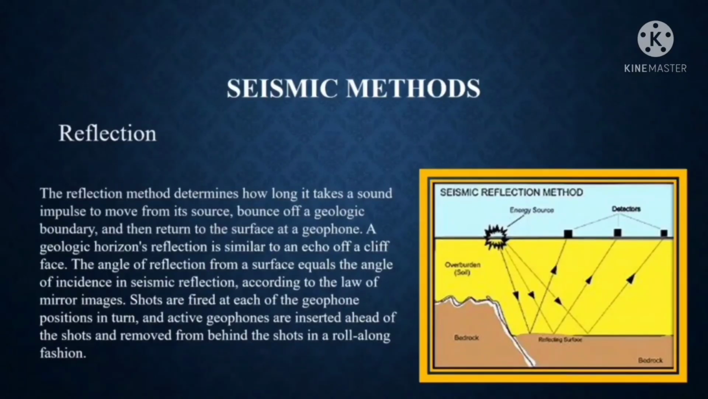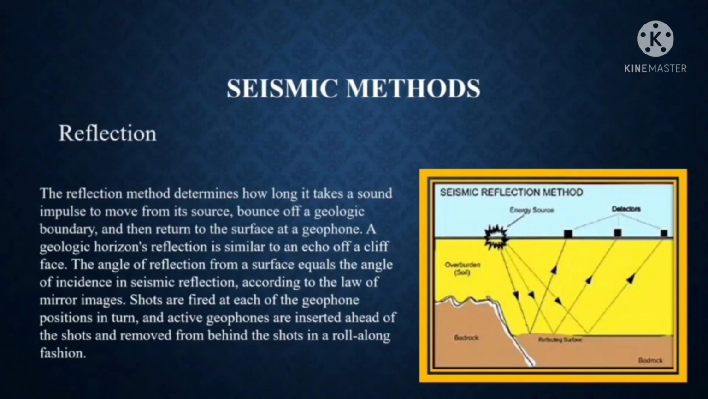Reflection. The reflection method determines how long it takes a sound impulse to move from its source, bounce off a geologic boundary, and then return to the surface at a geophone. A geologic horizon reflection is similar to an echo off a cliff face. The angle of reflection from a surface equals the angle of incidence in seismic reflection.